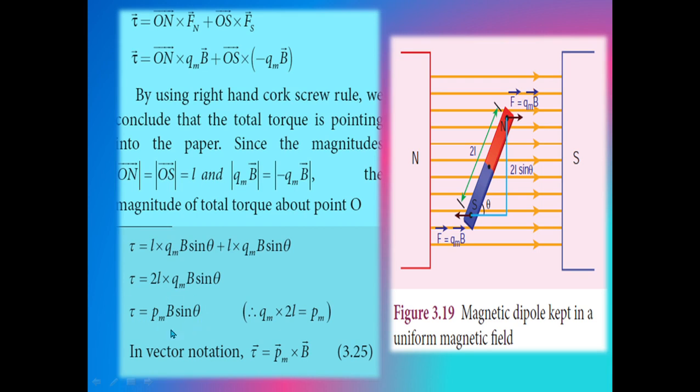This is a very, very important formula for your objective type questions or problems. Tau is equal to pm B sin theta. In vector notation, tau vector is equal to pm vector cross B vector.